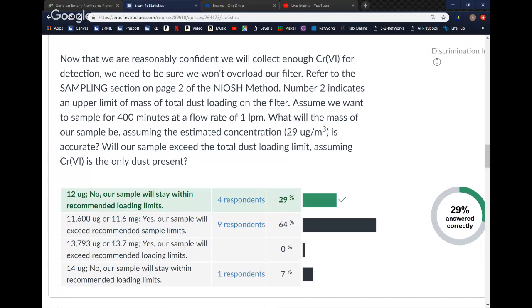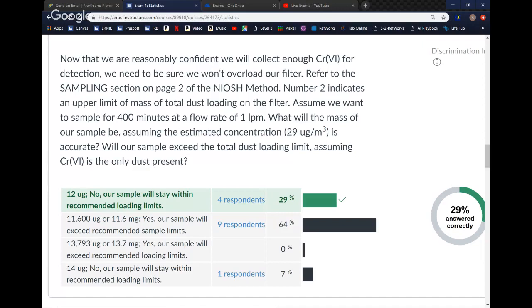11.6. So this is 11,600, but then you have to divide by 1,000 to get the units to work out properly. That is divided by that. Right. So the correct answer is 11.6, or about 12.